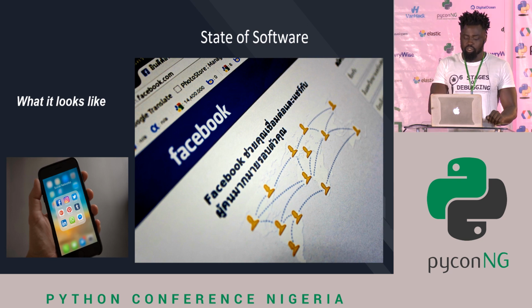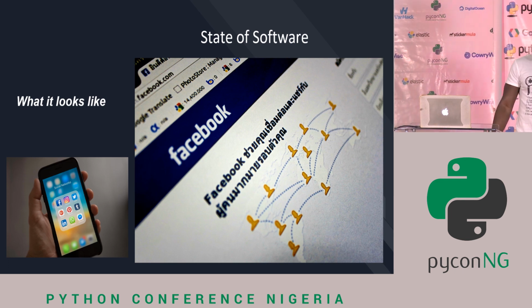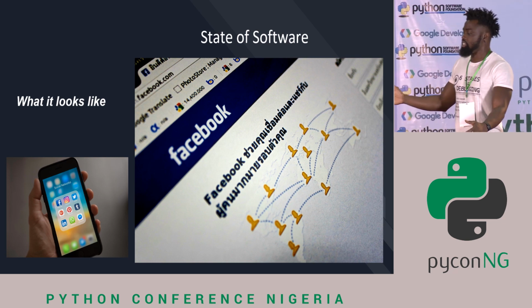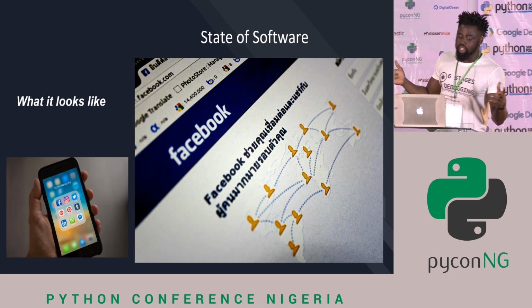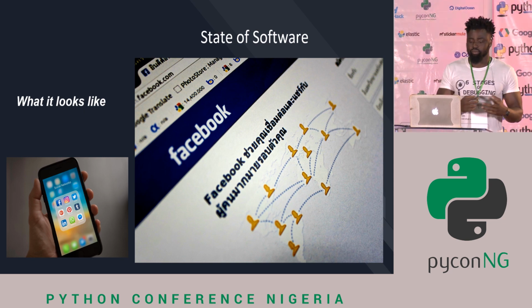So let's get moving. So let's talk about software. So this is the state of software. When users use our software, this is what they see. They see the user interface, right? So they see either from a browser or from a mobile app. This is how they interact with our software.